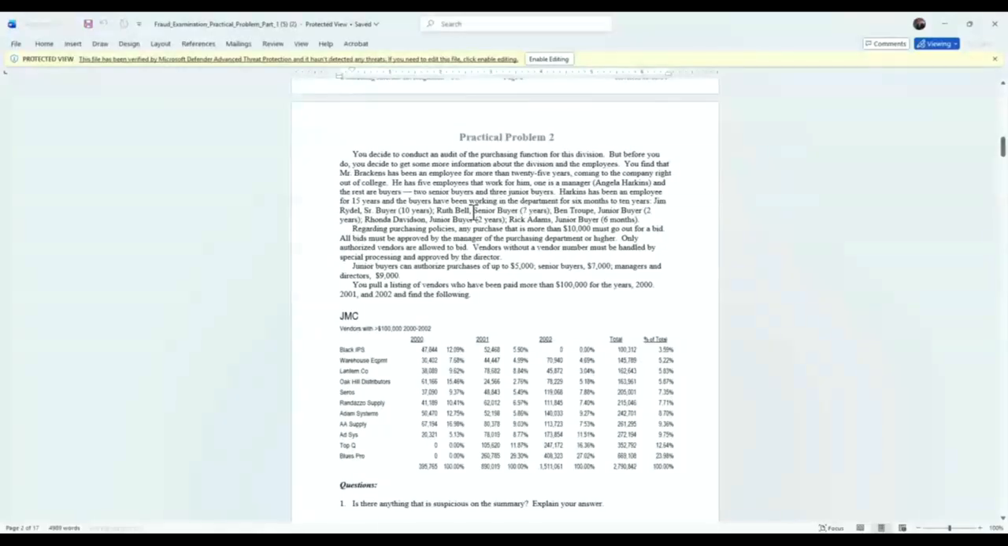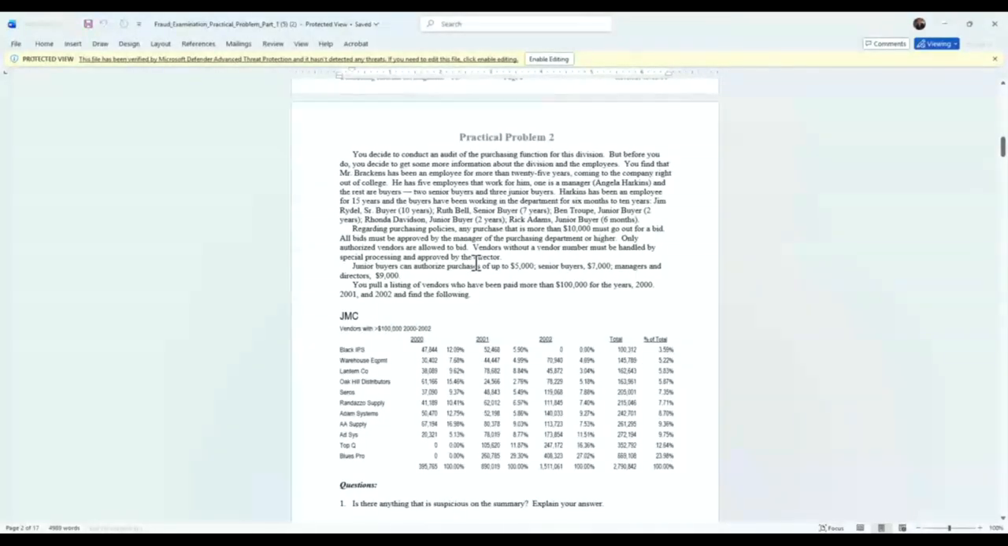Okay. And it gives some information on each of them. Okay. And any purchase more than $10,000 must go out for a bid. All bids must be approved by the manager of the purchasing department or higher. The manager is Angela. Okay. Or higher is Brackens.